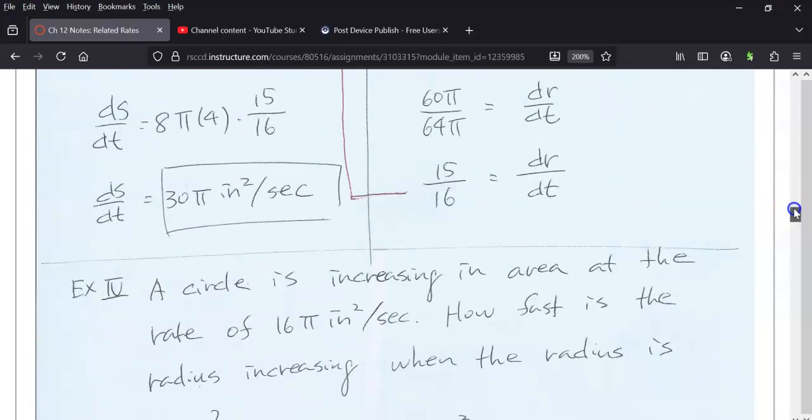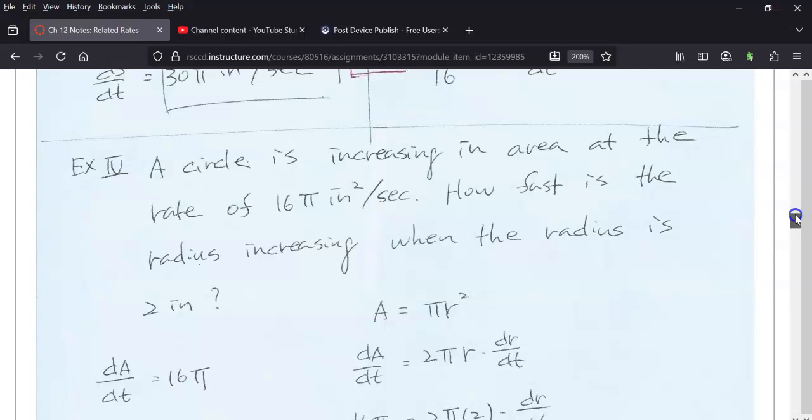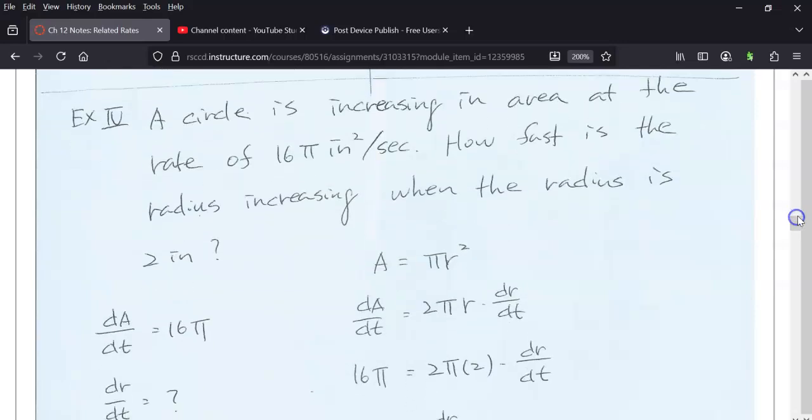Okay, so we're going to do the same question again, but take a look. What's the difference? If you look at this question, it says a circle is increasing in area at the rate of, right. So this one is the area one. So we're going back again. But how fast is the radius changing? This time they want to find dr dt. So this is just a review question.